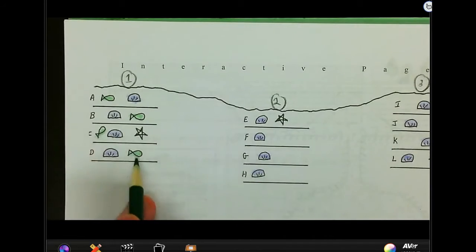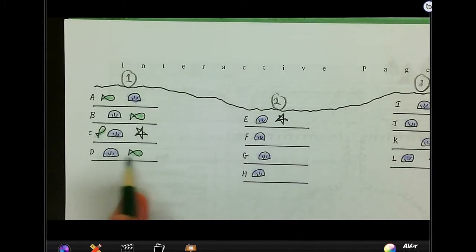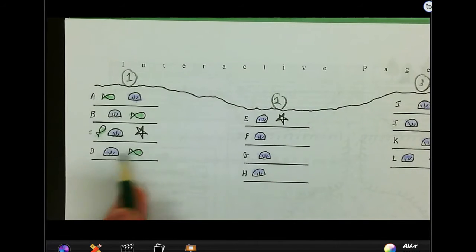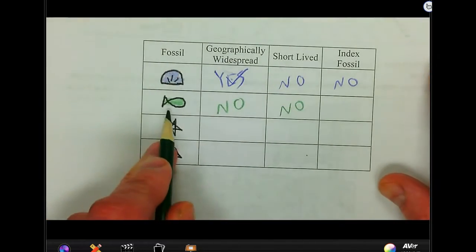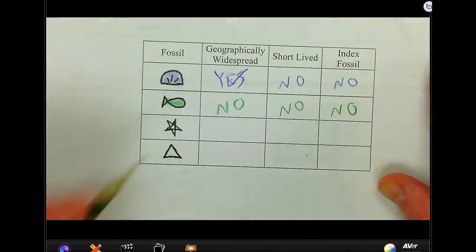Is it short-lived? Is it found in only one layer? No, it's found in a lot of layers. It's found in layers A, B, C, and D. It's found in young layers and old layers. It's found in both the youngest as well as the oldest layers. It is not short-lived. So the fish as an index fossil? No, it's actually pretty bad.